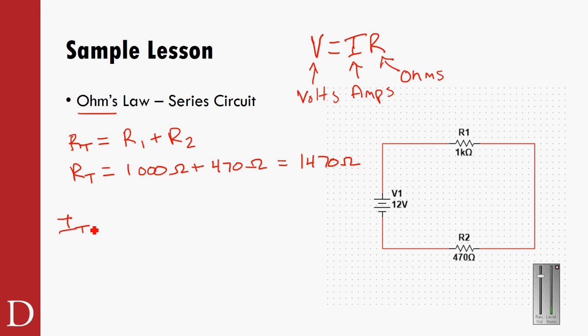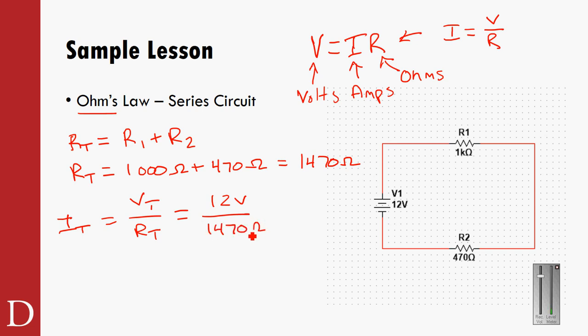So let's say I want to know total current. So IT, well, I go back to this formula of Ohm's law. I know that if I manipulate this formula, divide each side by R, I equals V over R. So IT equals VT over RT. Now you can kind of see my messy handwriting come to light. The total voltage then is 12 volts divided by the total resistance, which is 1,470 ohms.